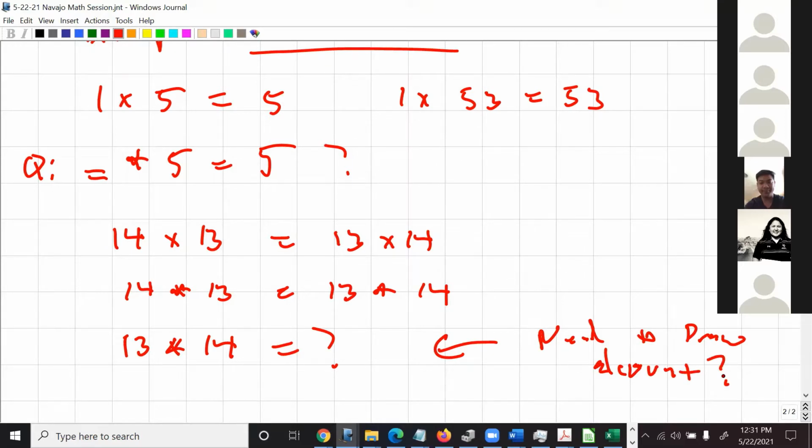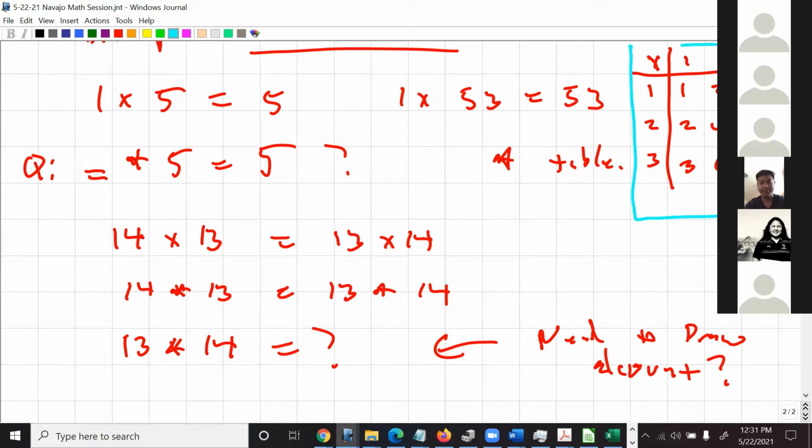Are there other properties? Is there a star table? Right, there's certainly the multiplication table, right? I could do 1, 2, 3, 1, 2, 3, 1, 2, 3, 4, 2, 4, 6, 3, 6, 9, right? We've all done this before. In fact, when you're doing the multiplication table, you're really just doing bunches of examples of multiplication.